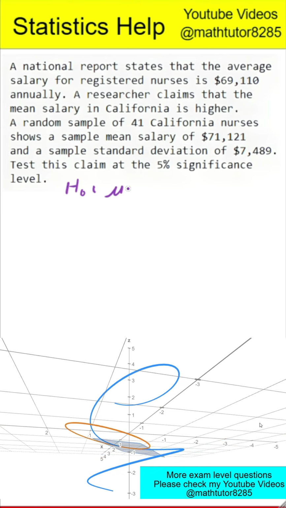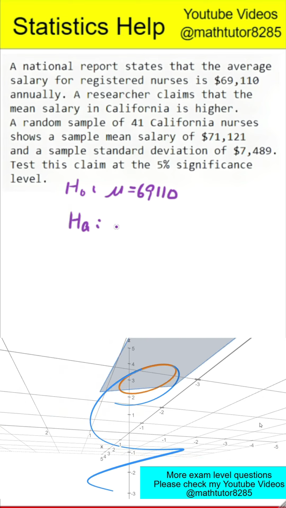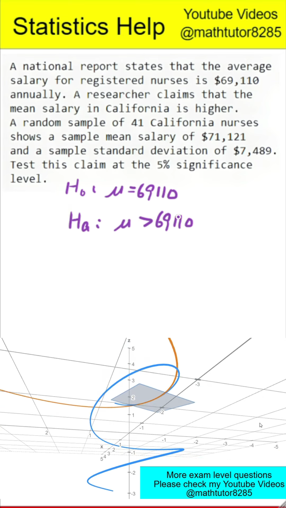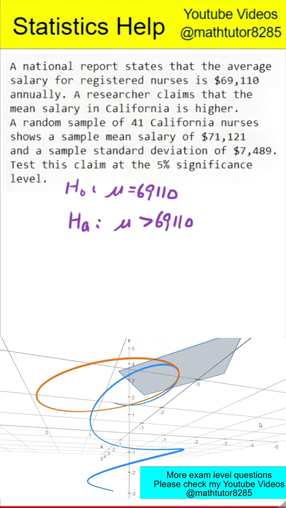The null hypothesis is that the true average salary for California nurses is equal to $69,110. The alternative hypothesis is that the true average salary is greater than $69,110. This is a one-sided test to check if California nurses earn more than the national average. Important reminder, the direction of the test always matches the research claim.